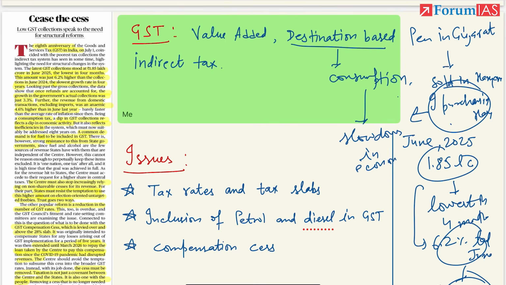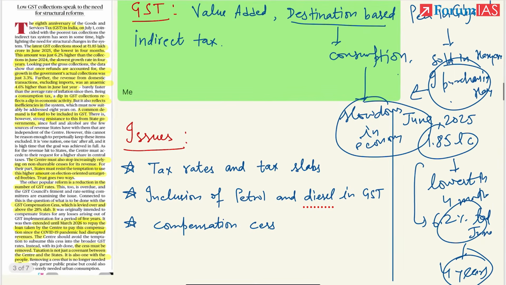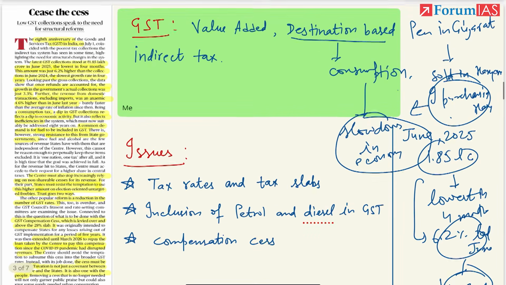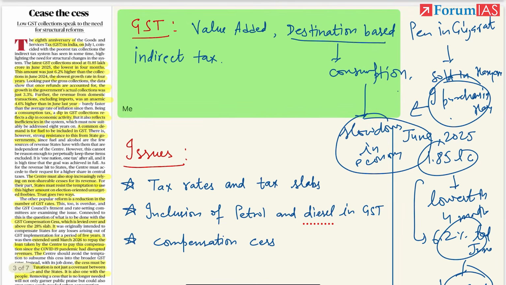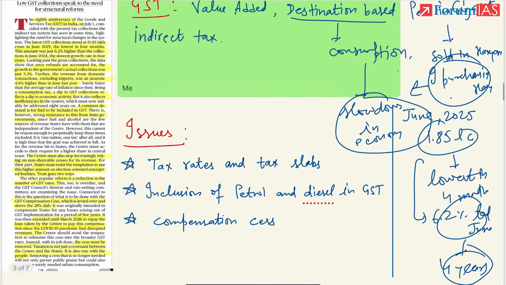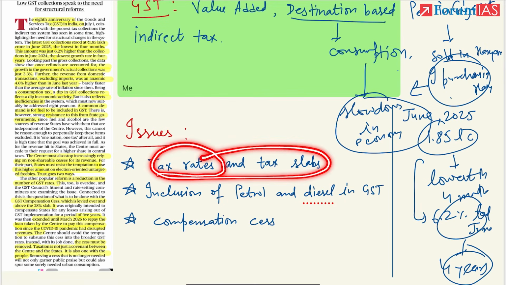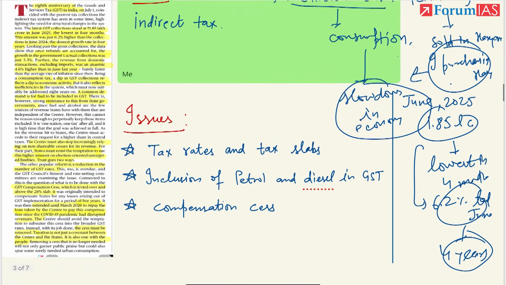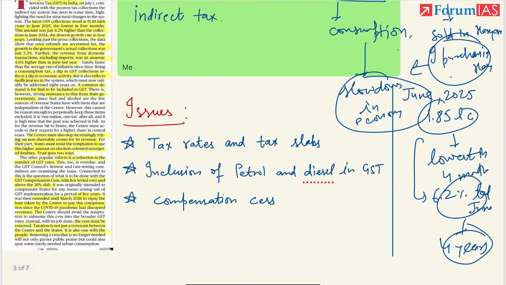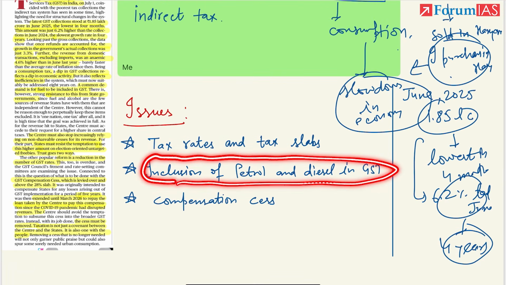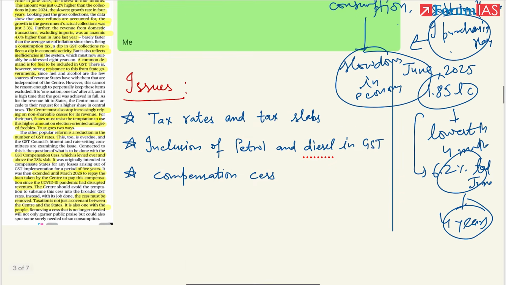This is what the GST collection shows, because it is a consumption-based tax, and if the tax collection is falling, meaning the consumption is falling. So in this article, the various issues which have been raised are, first, there are multiple tax rates and higher tax rates. Multiple tax slabs are there. Second, it has discussed how petrol and diesel are outside the purview of GST, why they have not been included. Third is compensation cess.